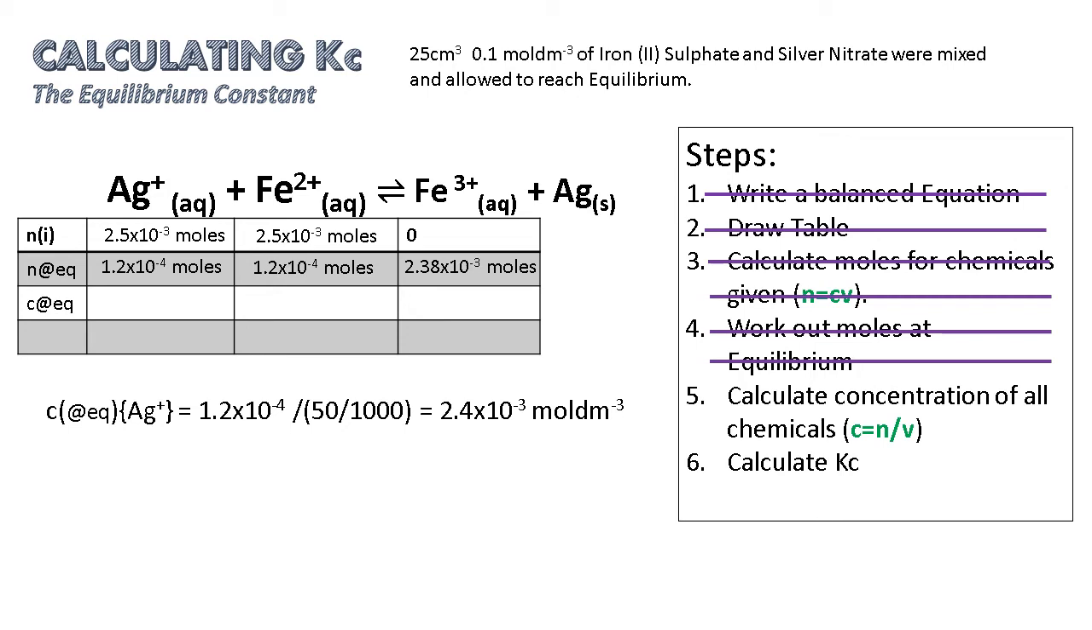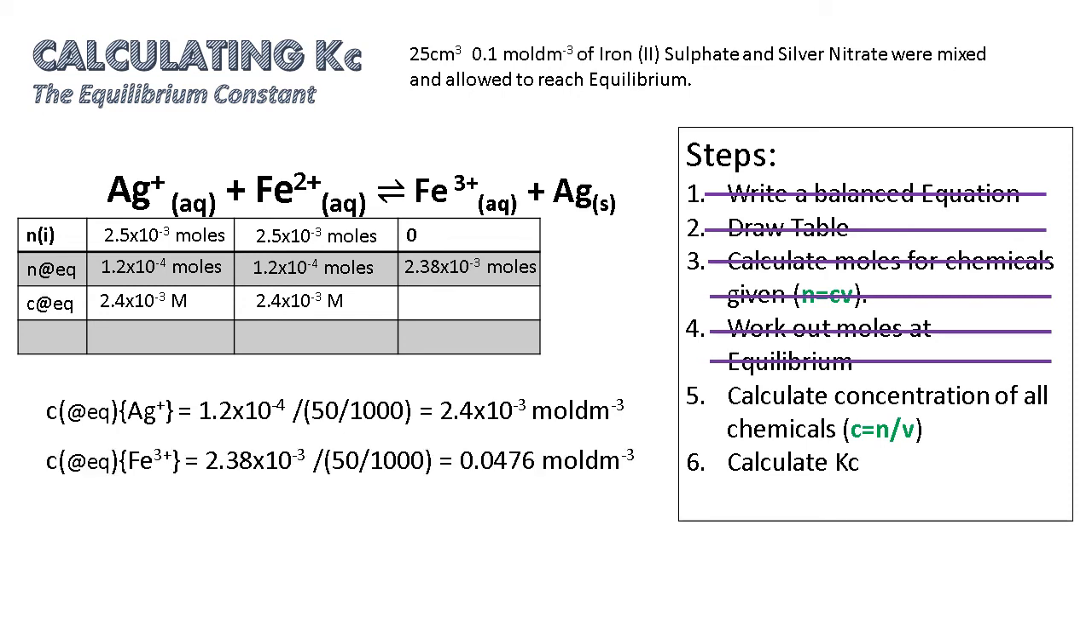So we do 1.2 times 10 to the minus 4, which is the moles at equilibrium, divided by 50 divided by 1000, which is the volume, and that gives us 2.4 times 10 to the minus 3 mol dm⁻³. This is the concentration at equilibrium, and the same is true for iron. To calculate Fe3+, we do a similar thing. We just use a different moles at equilibrium, as iron has a different one. So 2.38 times 10 to the minus 3 divided by 50 divided by 1000, which gives us 0.0476 mol dm⁻³, and that's the concentration.